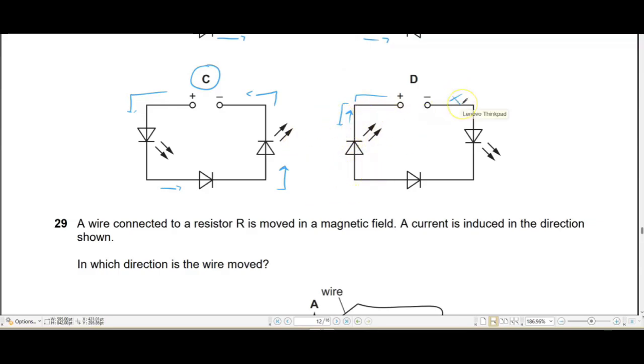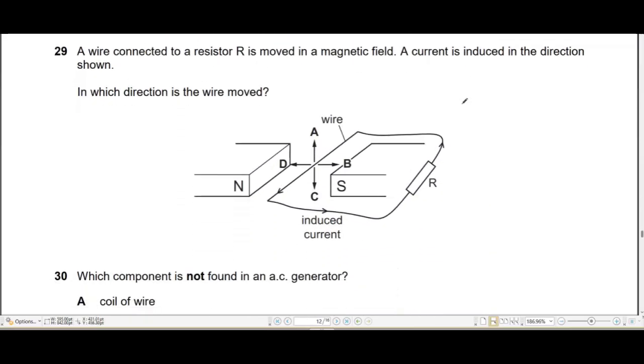So this is wrong as well. Question number 29. A wire connected to a resistor R is moved in a magnetic field. A current is induced in the direction shown. In which direction is the wire moved? Okay, we are talking about induced current over here.